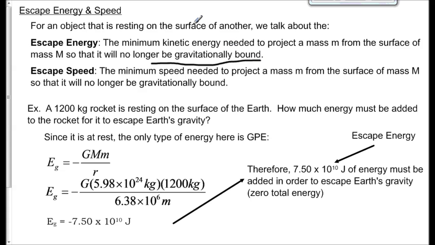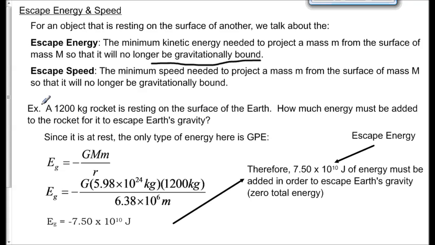So let's say I've got a rocket sitting on the Earth, which I'll do down here in a second. I need to know how much energy I have to add to this to get the rocket to escape. That means, again, having zero total energy and never coming back to Earth unless another force acts on it. A related idea is escape speed: how fast would an object need to travel to leave Earth's gravitational field and never come back? So that's the idea of escape speed.